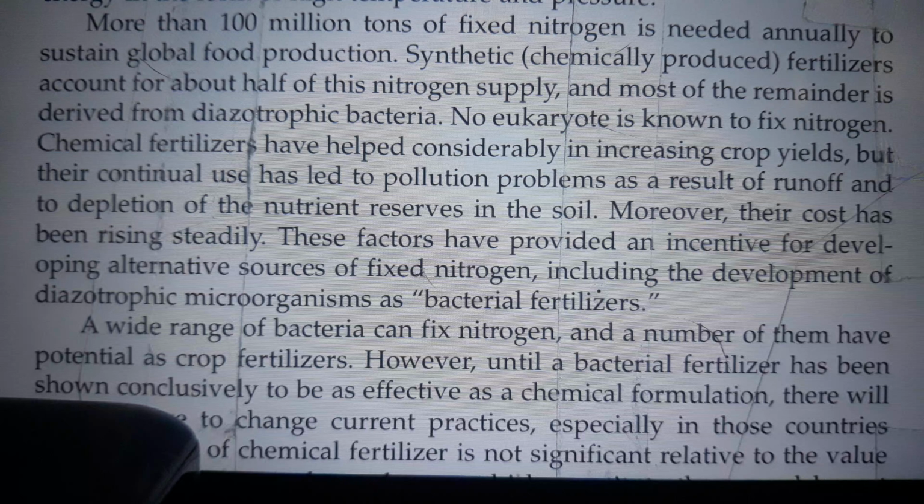Synthetic chemically produced fertilizers account for about half of this nitrogen supply, and most of the remainder is derived from the diazotrophic bacteria. No eukaryote is known to fix nitrogen. Chemical fertilizers have helped considerably in increasing crop yields, but their continual use has led to pollution problems as a result of runoff, and to depletion of the nutrient reserves in the soil.